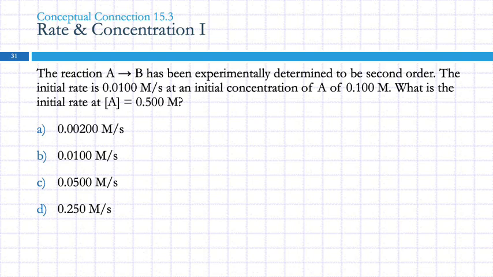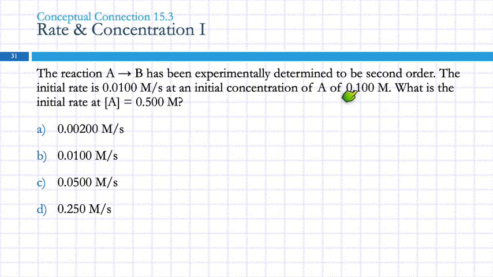Okay, so here's a conceptual question. The reaction A to B has been experimentally determined to be second order. The initial rate is 0.01 molarity per second at an initial concentration of A being 0.100 molar. What's the initial rate when A is equal to 0.5? Conceptual means that we don't really need a calculator to do this, although we might need to do a little bit of math in our heads.